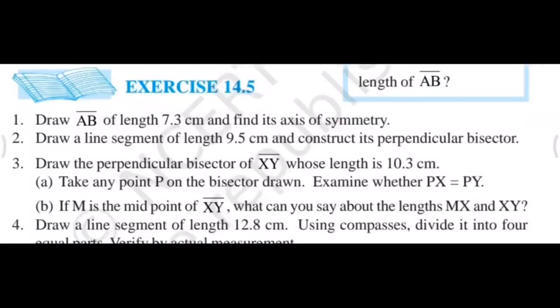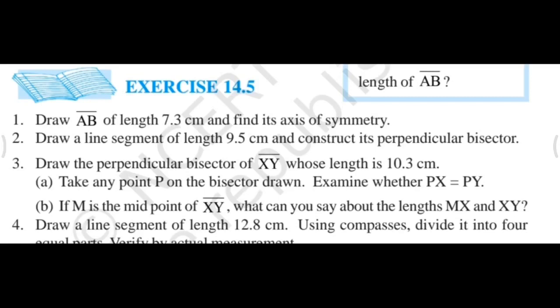14.5. Question number 1. Draw AB of length 7.3 centimeter and find its axis of symmetry. So you know that the axis of symmetry of any line segment is its perpendicular bisector. So here we are required to find the axis of symmetry, so we will draw the perpendicular bisector of the 7.3 centimeter line segment.